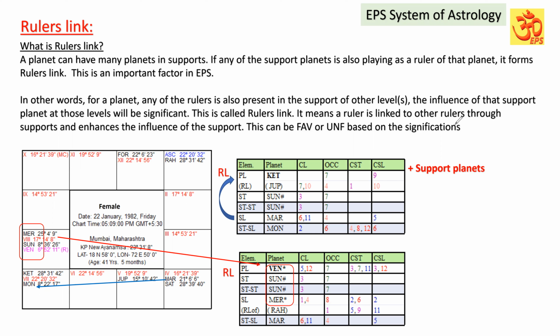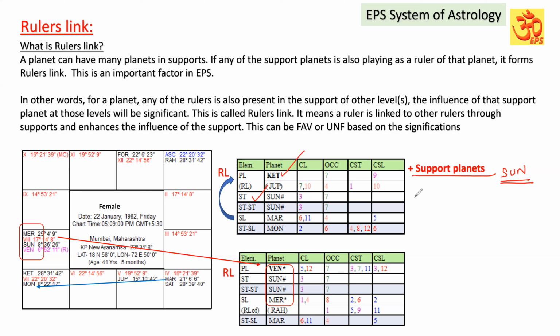I'll tell you. For example, take the planet Ketu. Ketu is in the nakshatra of Sun. The rulers of Ketu are Star Lord Sun, Sublord Mars, and Star Lord of the Sublord, that is Moon. Suppose Ketu is having some planets in supports. In that, suppose Sun is present. Suppose Ketu is conjoined with the Sun, just one example I'm talking. That Sun is conjoined with the Ketu, and that Sun is also ruling as the Star Lord for Ketu.